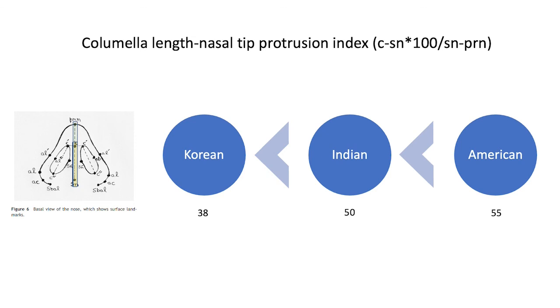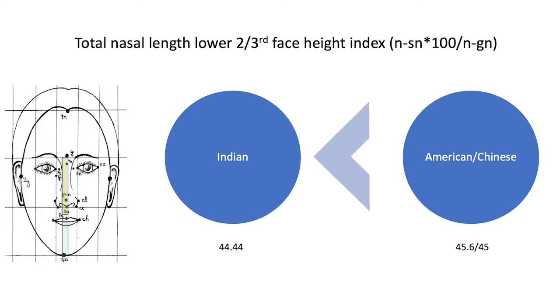The columella length nasal tip protrusion index gives the proportion of columella length in relation to the nasal tip protrusion. The Indian nose was found to be in between the North American white nose and Korean nose in this study. Also, the total nasal length lower 2/3 face height index was found to be comparable with the Caucasians and Chinese.